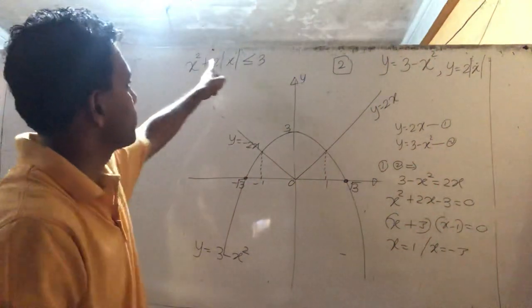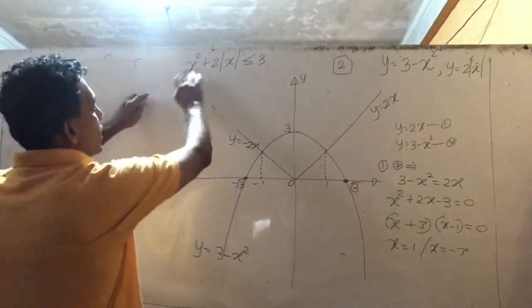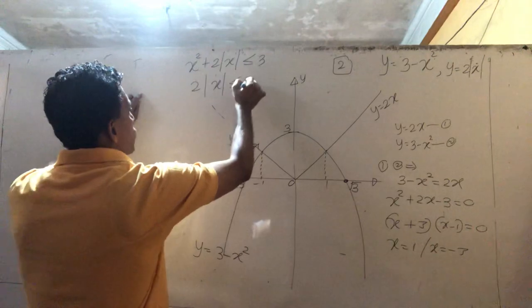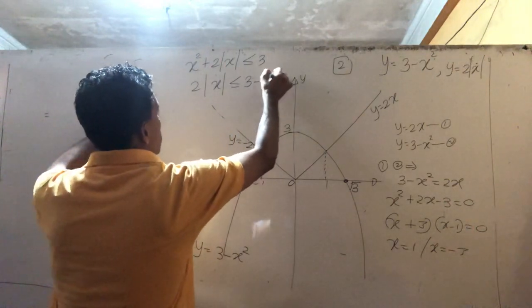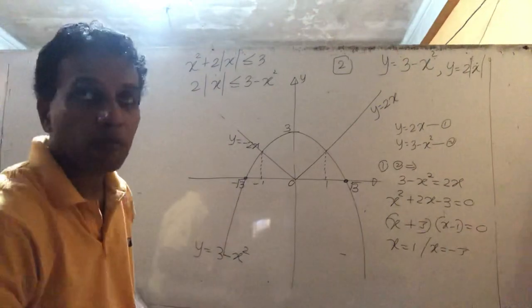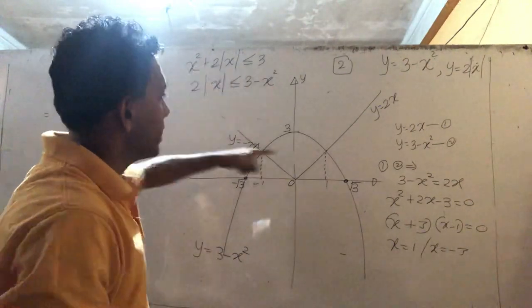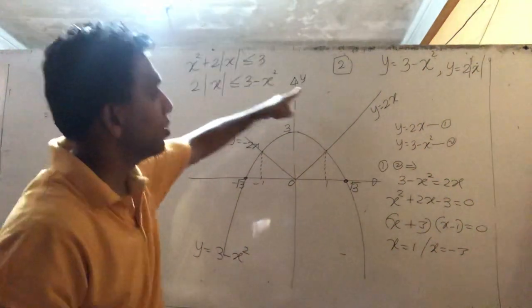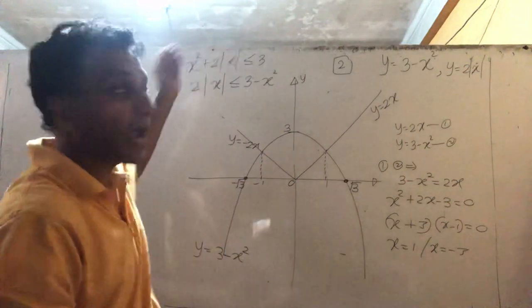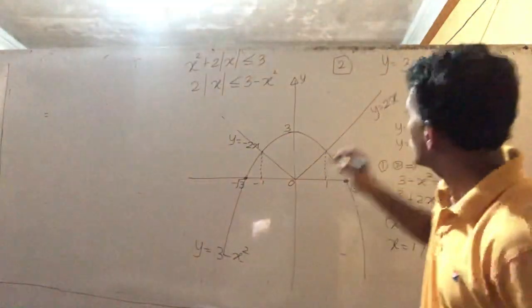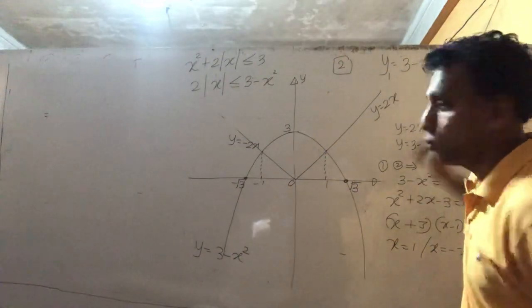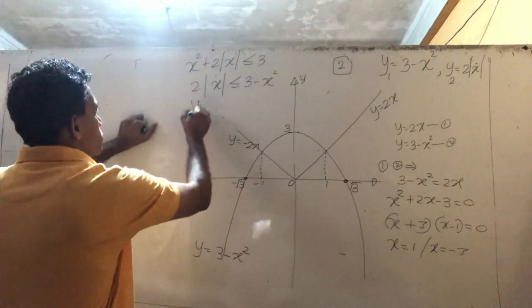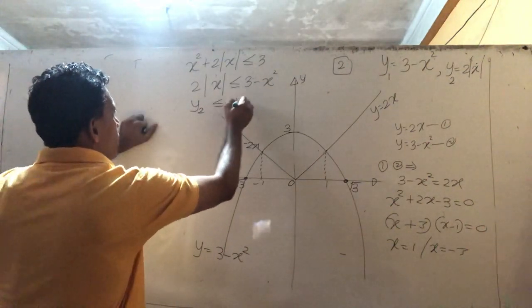So can I rearrange? Can I take 2 modulus x less than or equal to 3 minus x squared? This is the straight line we drew. That's the parabola we drew. So this y answer is bigger than this one. For example, if I show this is y1, this is y2, so I'm showing example y1 and y2. So this is y2 less than or equal to y1.